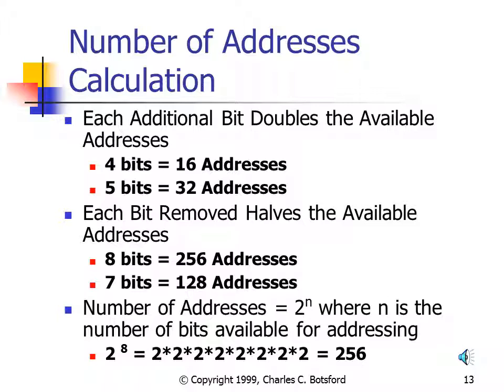Likewise, every time you lose a bit, the number of addresses would halve. So if you have 8 bits, now again, 8 bits gives us 256 addresses. If we lose a bit and go to 7 bits, the number of addresses halves, or goes to 128 addresses. For the mathematical types, the number of addresses is 2 to the exponent n, where n is the number of bits available. So 2 to the 8th would be 256 possible addresses.